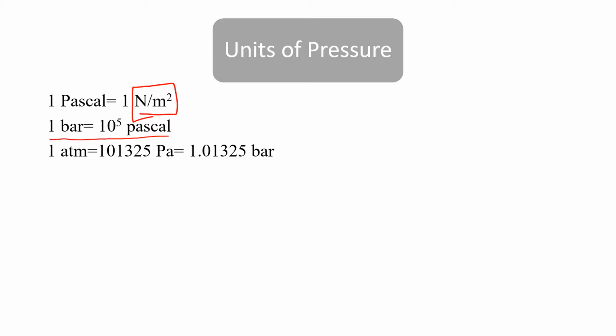So 1 bar is equal to 10 raised to 5 Pascal, and 1 atmosphere is equal to 1.01325 bar, or in other terms it is 1.01325 into 10 raised to 5 Newton per meter square. So atmospheric pressure will normally be equal to 1 bar.